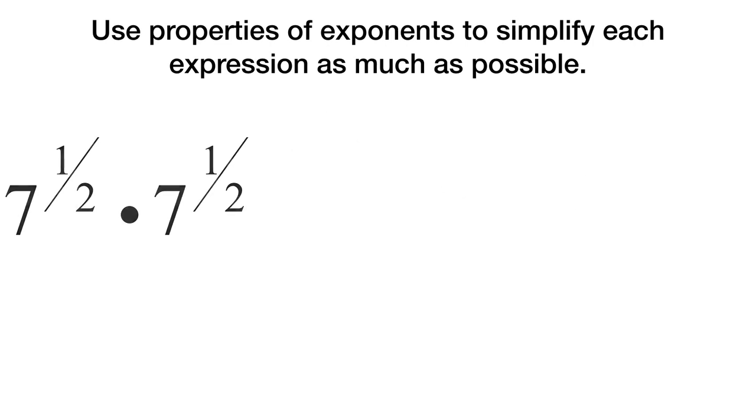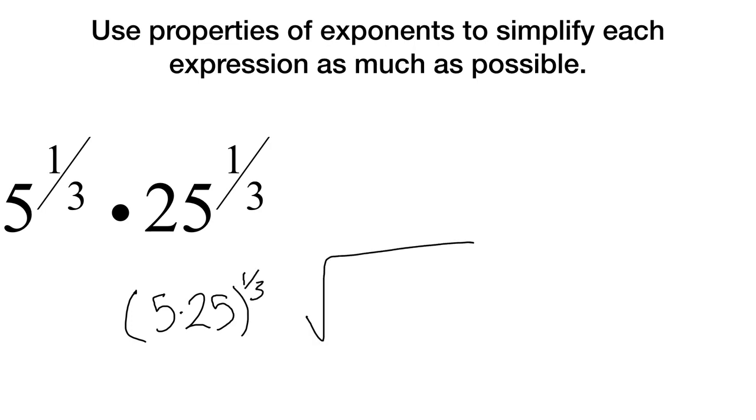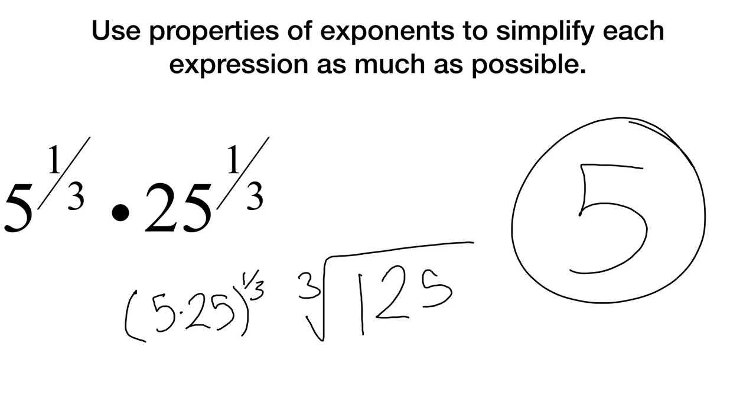Now, there is another way we could do it, but we're actually going to use that method on this next question, where we have 5 to the 1/3 and 25 to the 1/3. That means we could say 5 times 25 to the 1/3. Now, if this looks familiar, it's because I literally just did this one with you. It becomes the cube root of 125, or 5 as your answer.